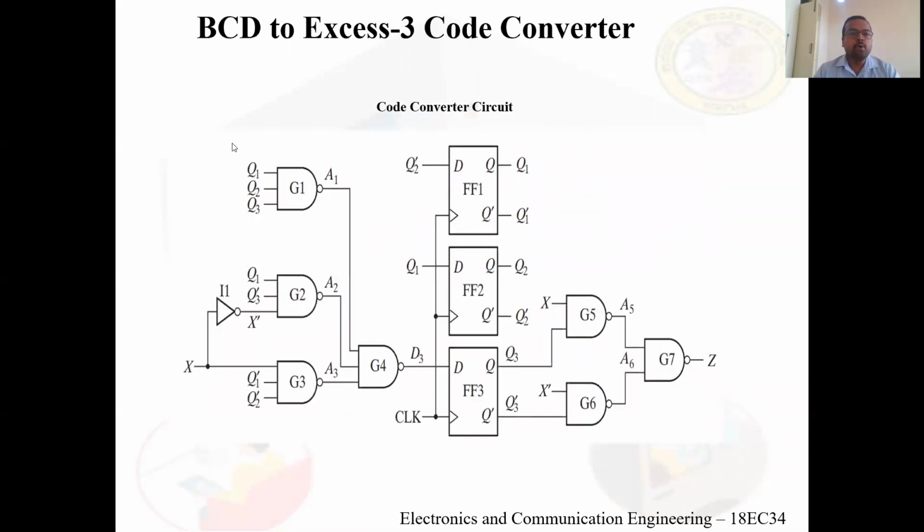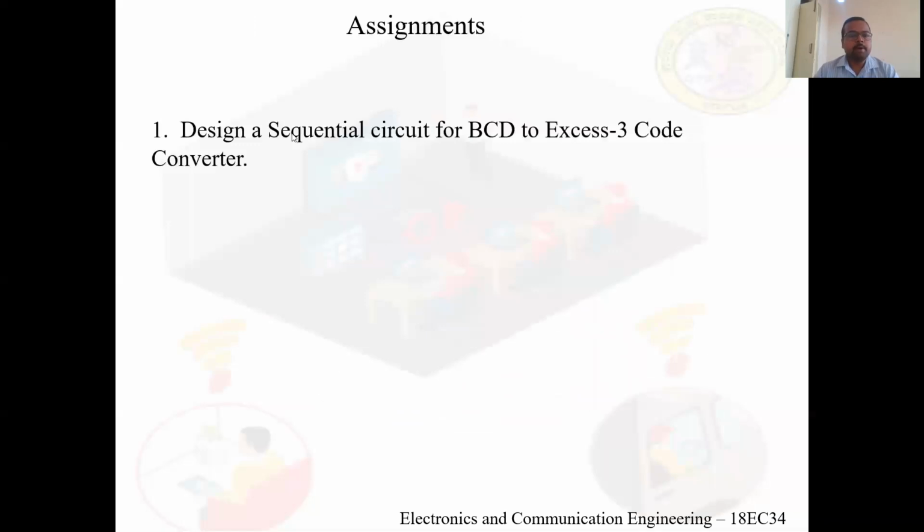And this is the code converter circuit. This is how you design a sequential circuit which converts a BCD number to an XS3 number. And the assignment question is to design a sequential circuit for a BCD to XS3 code converter.